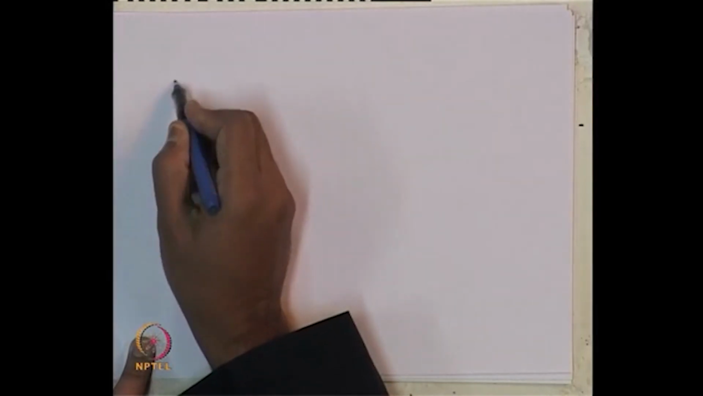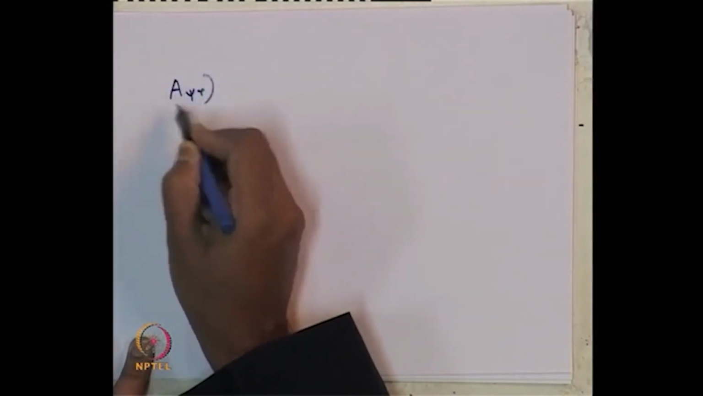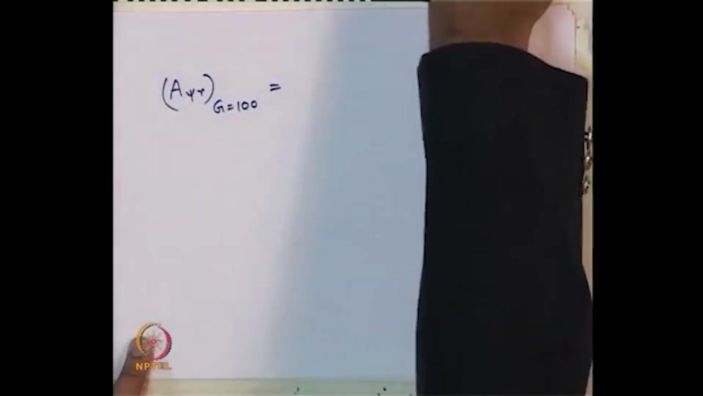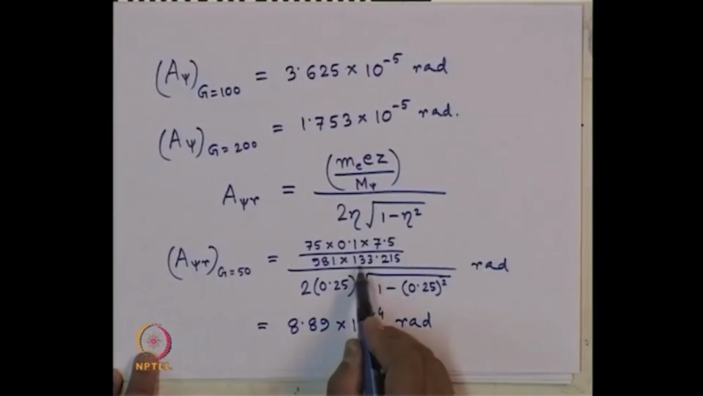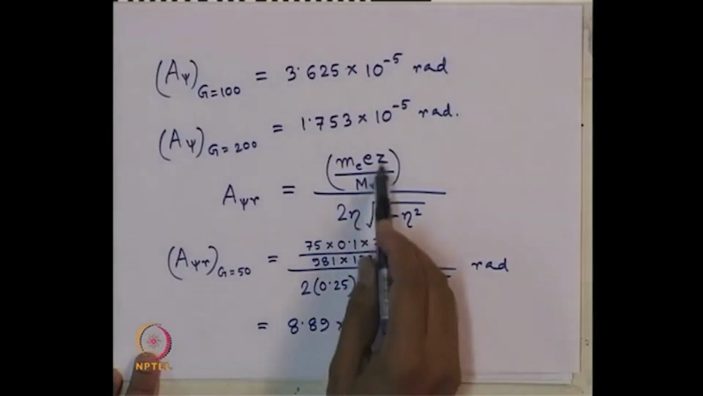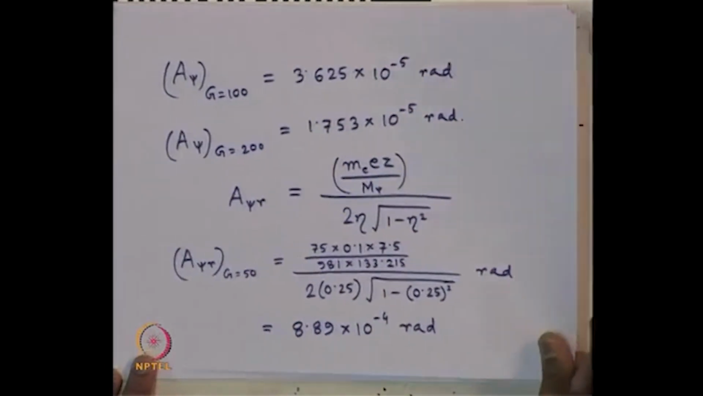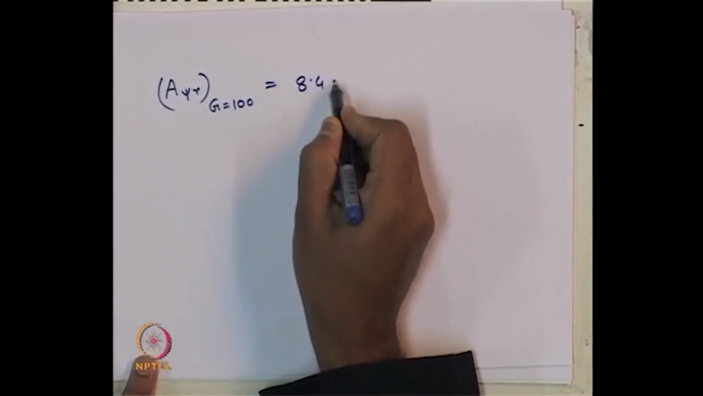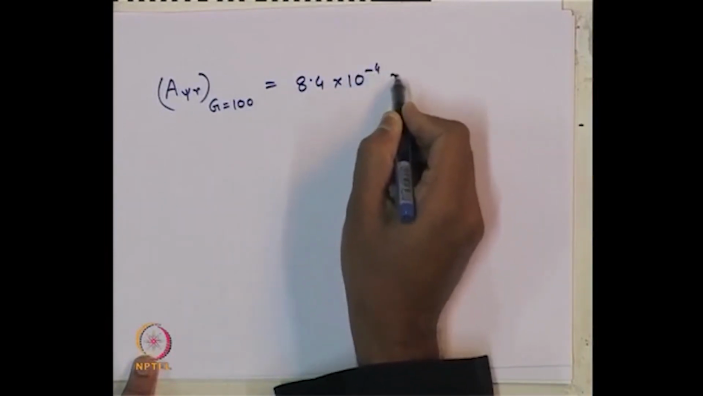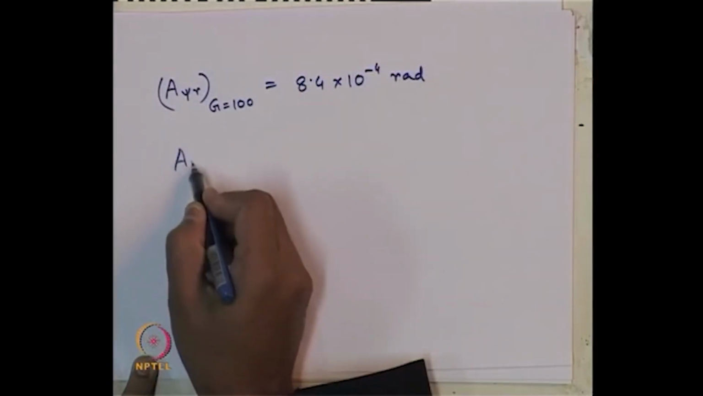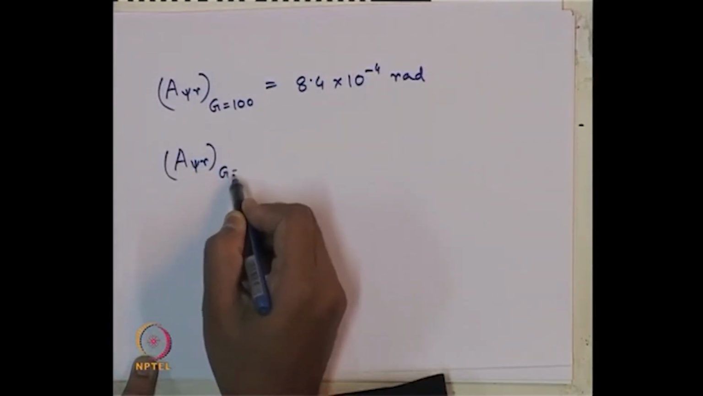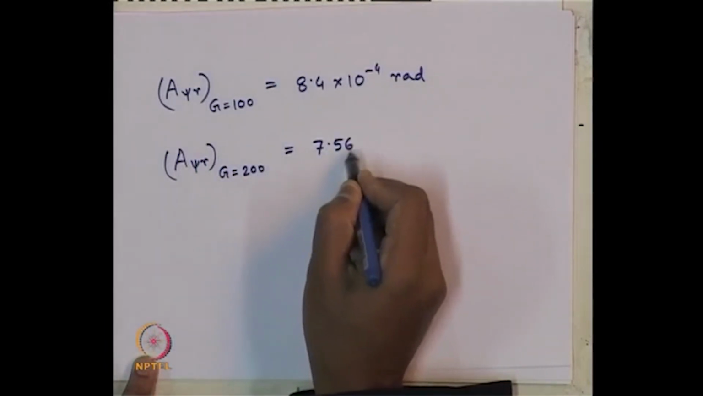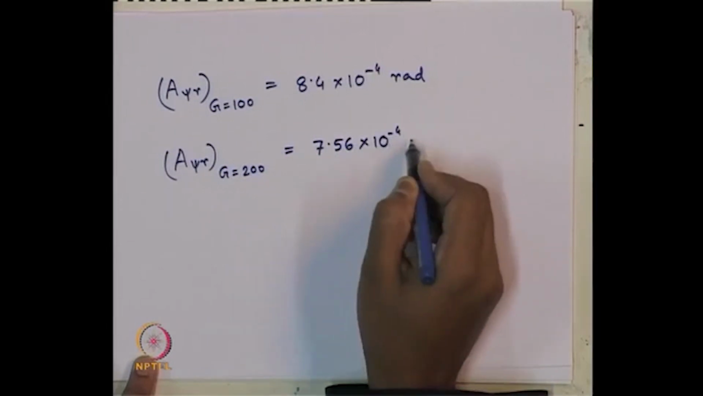Now, let us compute for the other two cases of soil, that is G 100. The changes will be only in the value of m psi, all other things remain the same. So, by calculating we are getting 8.4 into 10 to the power minus 4 radian, and A psi r for G equals to 200, we are getting 7.56 into 10 to the power minus 4 radian.